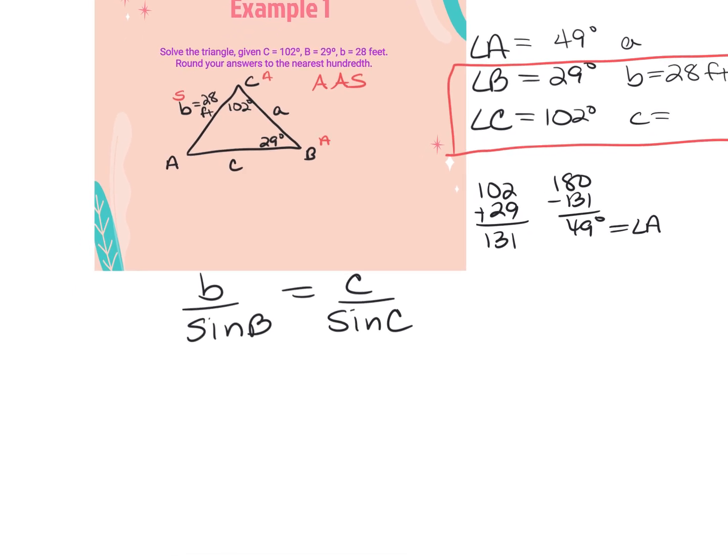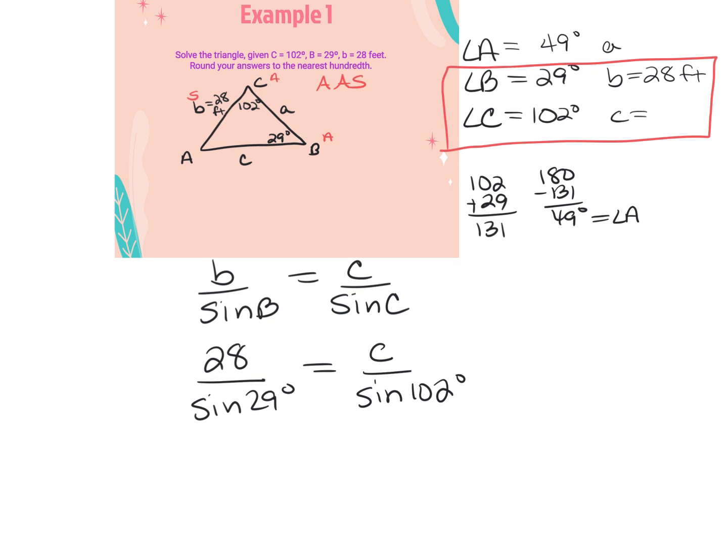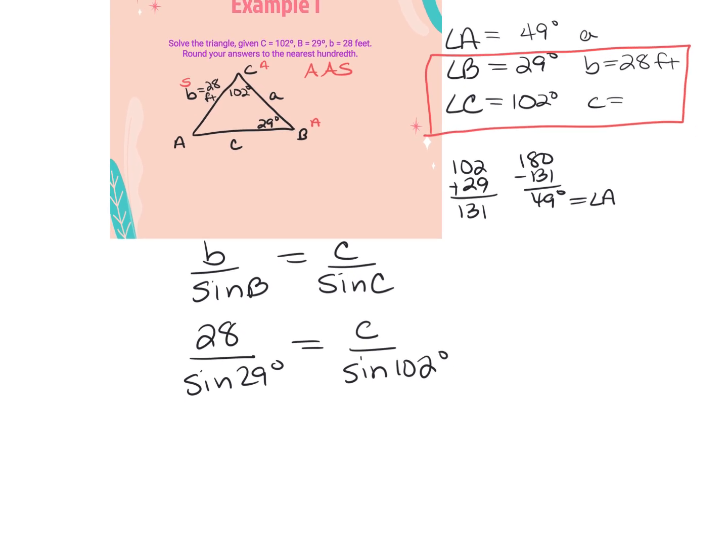I'm going to fill it in. They gave me little b from the beginning. They gave me angle B from the beginning, 29 degrees. And then I don't know C, but I know angle C. It's 102. So now what we're going to do is solve the proportion. We're going to cross multiply.